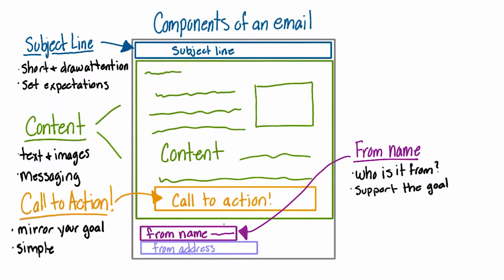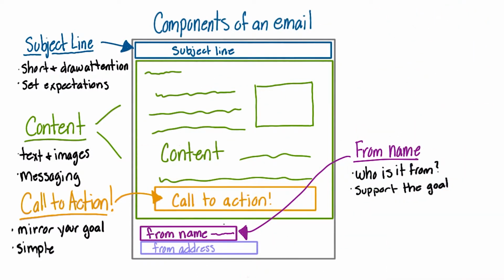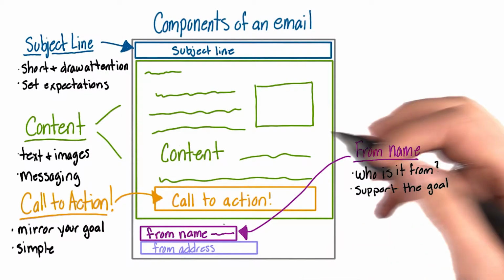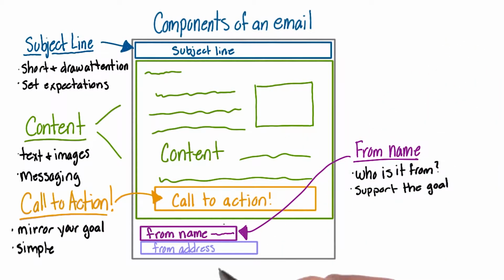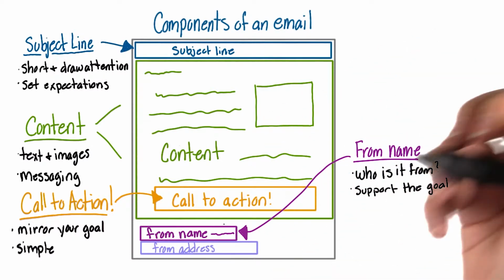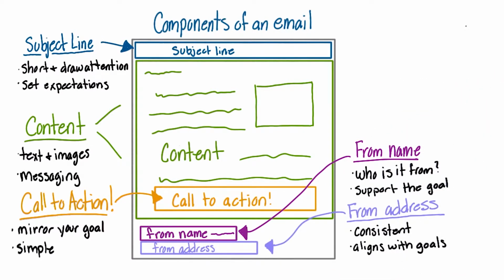Then we have the from name. So who is this email from? Is it Abarkment support, or is it the Abarkment team, or is it Lauren, the Abarkment COO? What do you think is going to connect with your users? And what supports the goal of the email? For example, if this is an email about a new feature or business channel we're going into, maybe the email should come from the CEO or the director of product. If it's about some type of customer support, maybe it should come from the support team or a particular member of the support team.